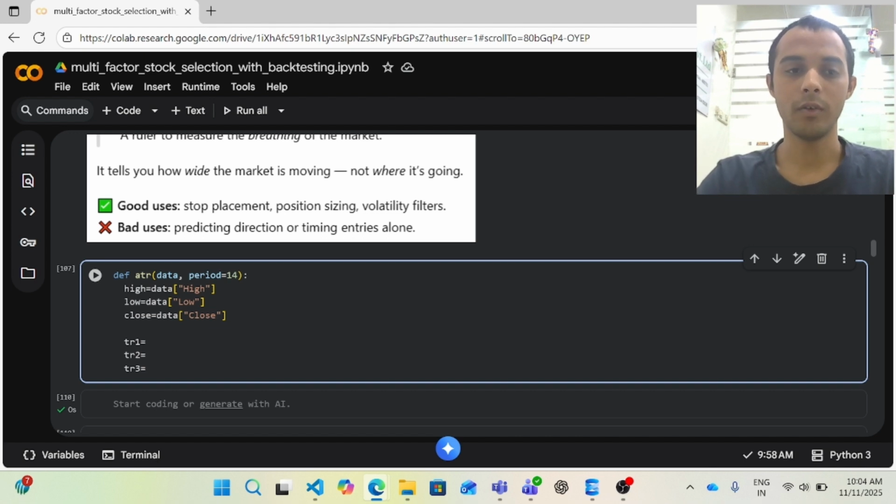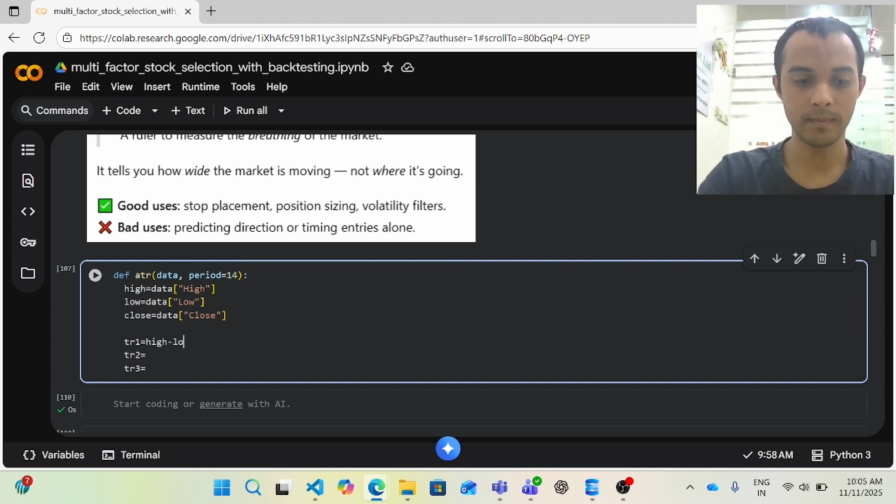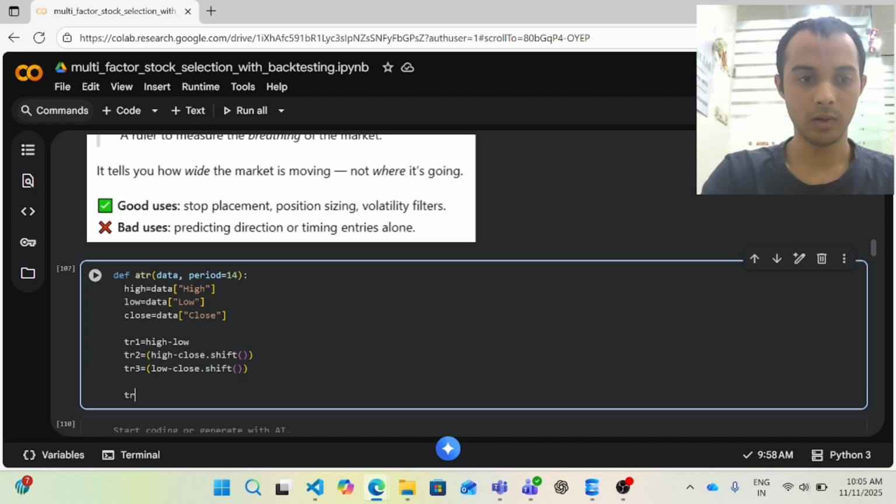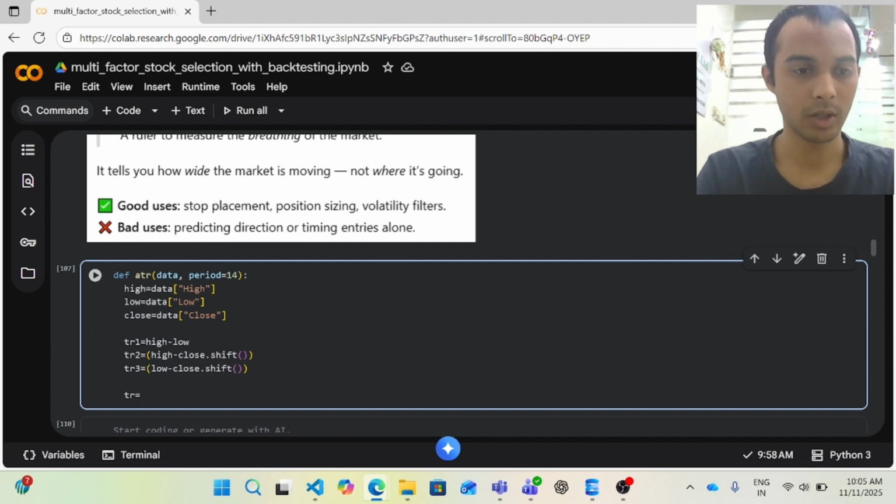The formula that we saw for ATR, we are dividing it into three parts. Right? First, we will find high minus low. Then we will find high minus previous day's close, using shift, and TR3 is low minus previous day's close. Okay. And now we will find the max of it. After that, we will find the average, and that is ATR.